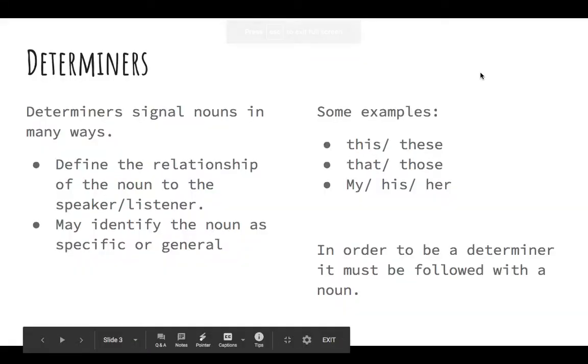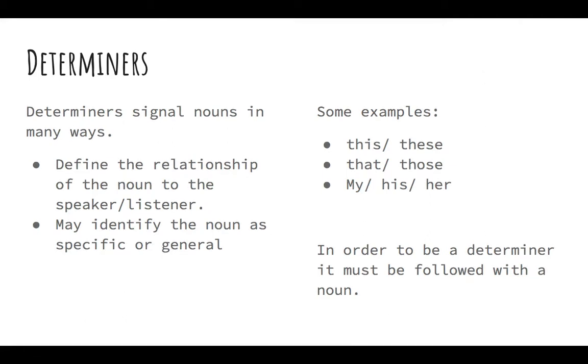Okay, so determiners are single nouns in many ways, such as they define the relationship of the noun to the speaker/listener, and they may identify the noun as specific or general. Some example words are this, these, that, those, my, his, and her. In order for it to be a determiner, it must be followed with a noun.